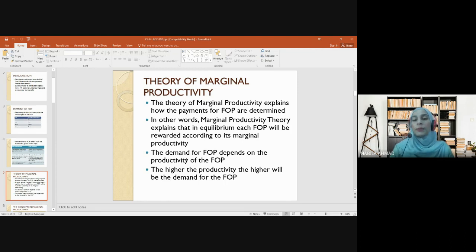Okay, so the demand for factors of production depends on the productivity of the factors of production. The higher the productivity, the higher will be the demand for factors of production. So sekiranya kita ada seorang labor itu cekap, bagus dan boleh menghasilkan barang, boleh menghasilkan idea, menghasilkan barang, menghasilkan perkhidmatan dengan banyak pada satu-satu jangka masa, bermaksud dia adalah produktif.